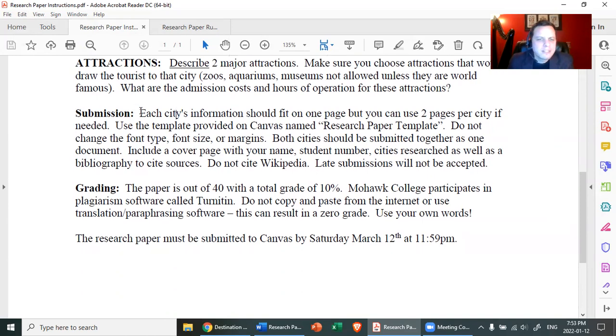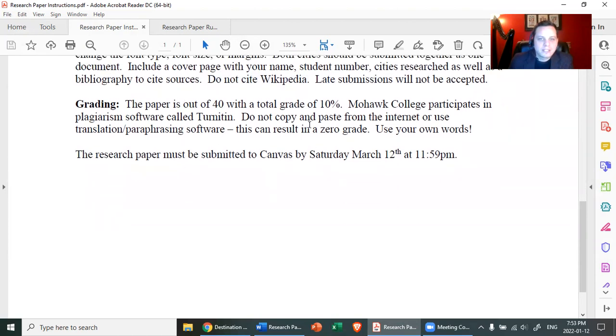And then submission, every city you write about, it should be able to fit on 1 page, but that's not necessary. If you want to write more, you can write more, but you'll be using the template. And to make things easy for yourself, don't change the font, the size, anything like that. It's laid out the way it should look for you already. Both cities will be submitted in 1 document. Make sure you keep the cover page, the bibliography, and use your sources. Don't cite Wikipedia, don't be late, and you already know this stuff, how much it's worth, the fact that we use Turnitin, and when it's due.